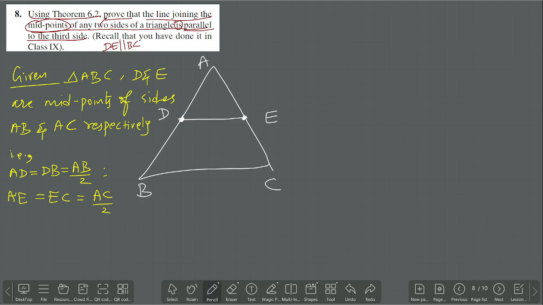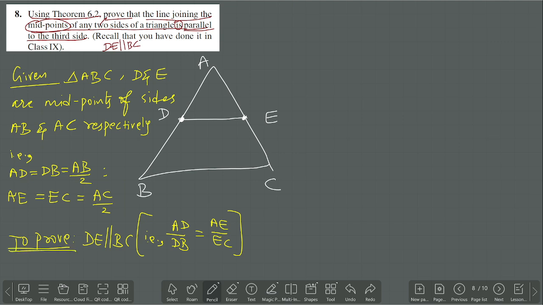By using this, what do we have to prove? DE parallel to BC. When can we bring parallel? If it satisfies Thales theorem. Thales theorem in the sense what? First portion divided by second portion, that is AD by DB equal to AE by EC. If we get this result, we can say by using the converse of Thales it is satisfied. If you bring this result, we can easily say it's parallel. So this I'm taking as result 1.